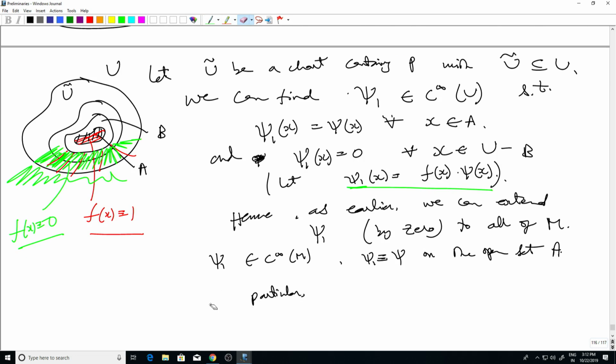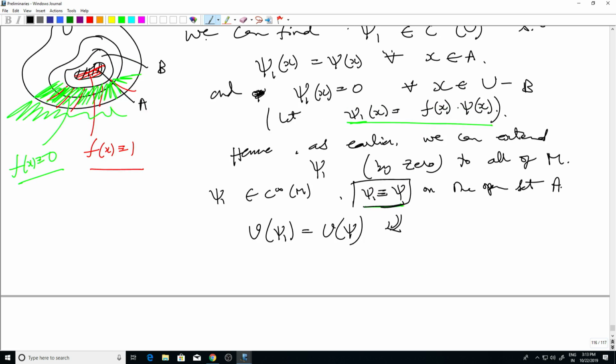How is this C1 going to help us? Well, since C1 and C agree on the open set A, we know that V of C1 equals V of C by that lemma. So this thing here implies this.